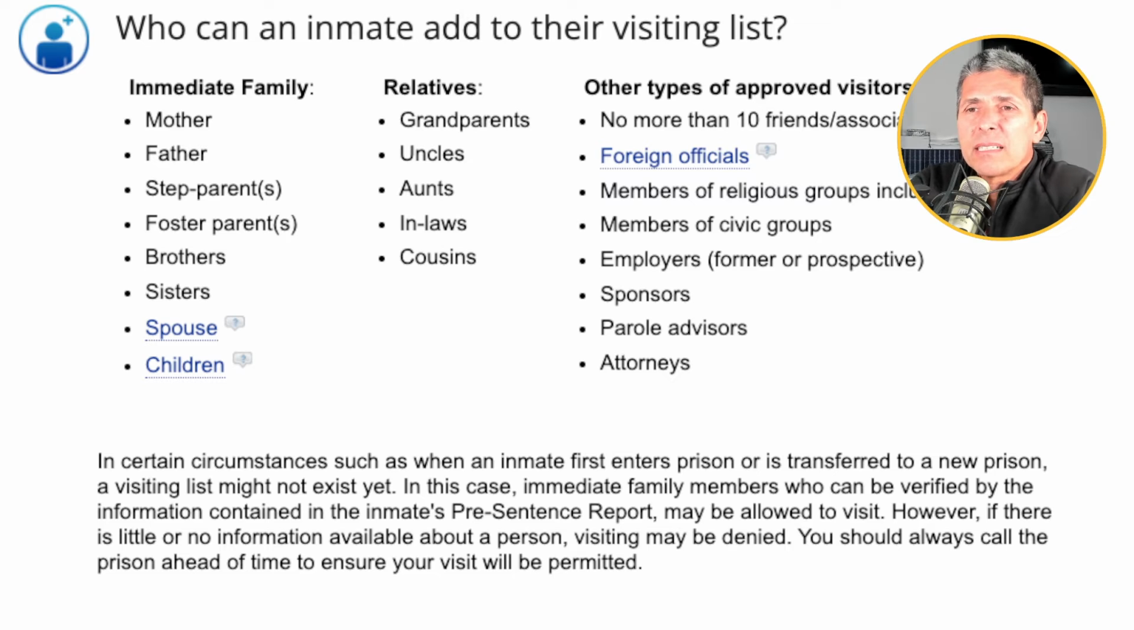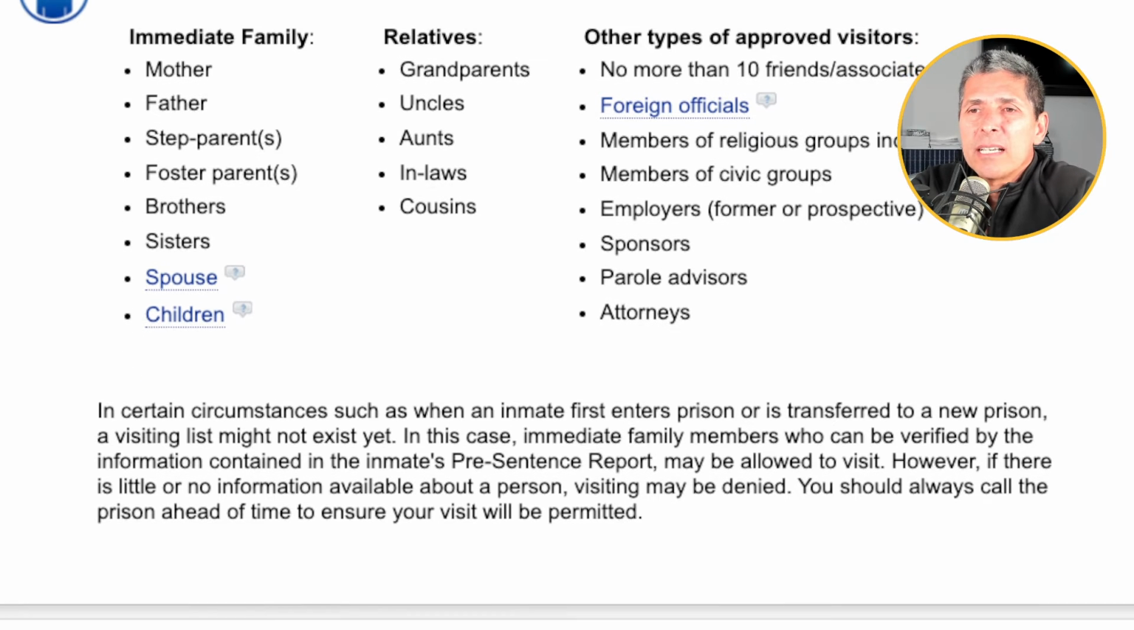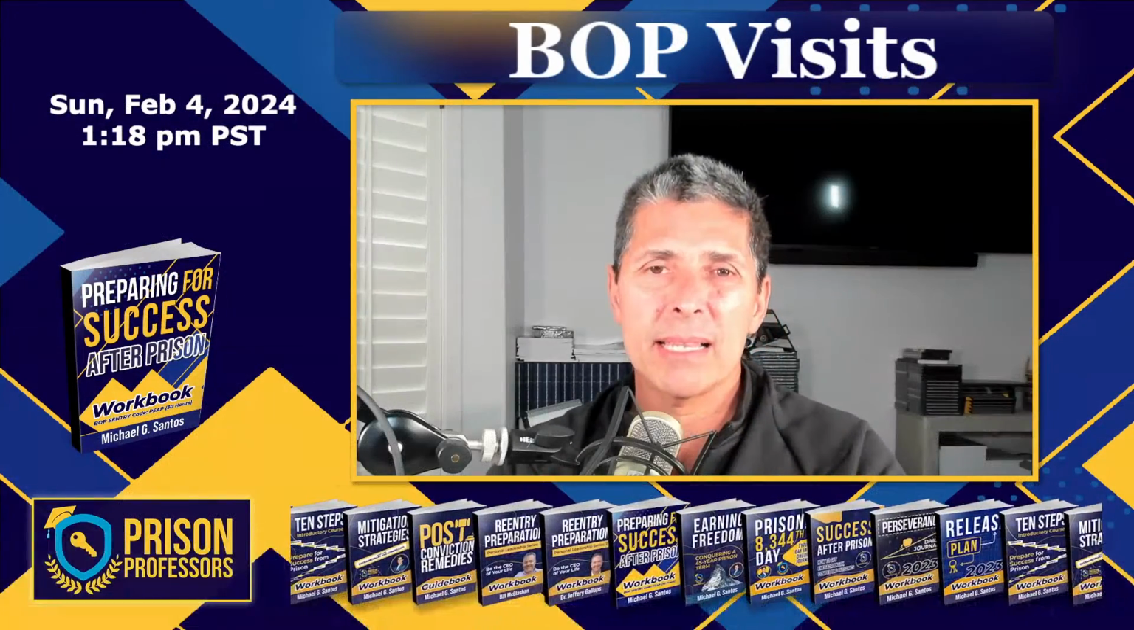Here is something that's interesting. In certain circumstances, such as when an inmate first enters prison or is transferred to a new prison, a visiting list might not exist yet. In this case, immediate family members who can be verified by the information contained in the inmate's pre-sentence investigation report may be allowed to visit. However, if there is little or no information available about a person, visiting may be denied. You should always call the prison ahead of time. Well, I can tell you, if you call the prison ahead of time, they're probably going to tell you don't visit if you're not on the list. And notice the operative words here are may be allowed to visit. It doesn't say you will automatically be allowed to visit.